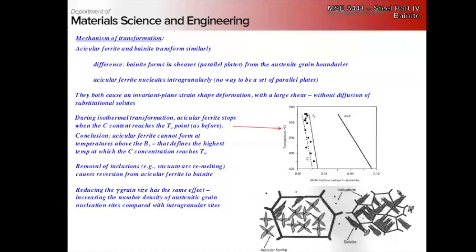And so if we have a sample that forms acicular bainite, if we remelt this alloy to remove the inclusions and we go through the exact same cooling schedule, we'll get bainite rather than acicular ferrite. So it's really just bainite that's nucleating interior to the grain rather than at the grain boundary, right? And if we increase the grain boundary surface area, we can do the same thing, right? So if we have big prior austenite grains, we get acicular ferrite.